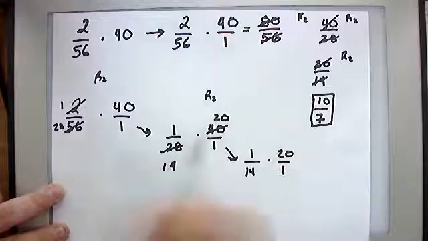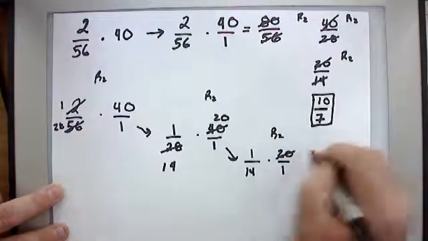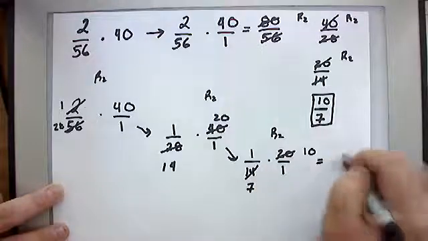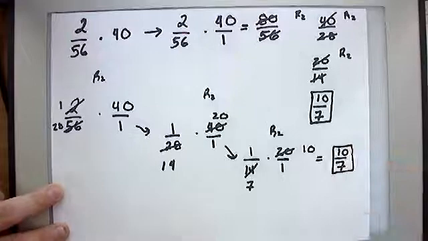And how often you need to rewrite it like I'm doing is up to you. And you say, well, I can reduce by 2 again. 2 goes into 20 10 times. 2 goes into 14 7 times. And you end up with 10 over 7. Was either way quicker? Not really. Was either way easier? Not really. You reduced by 2 three times either way. I don't personally have a preference.